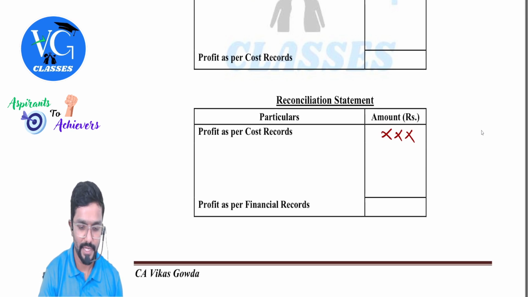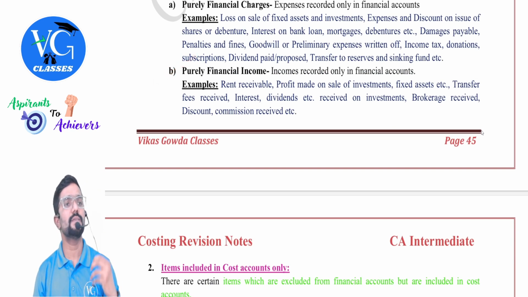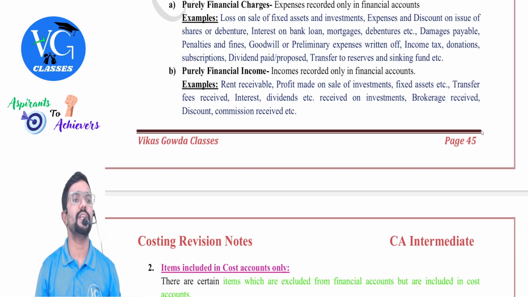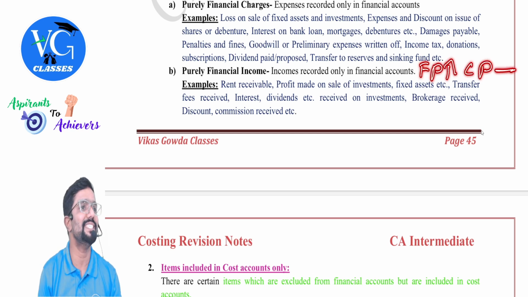Next. Pure financial income means these are the incomes which are recorded only in financial books. Because of this, my financial profit has gone up, whereas my costing profit is the same.